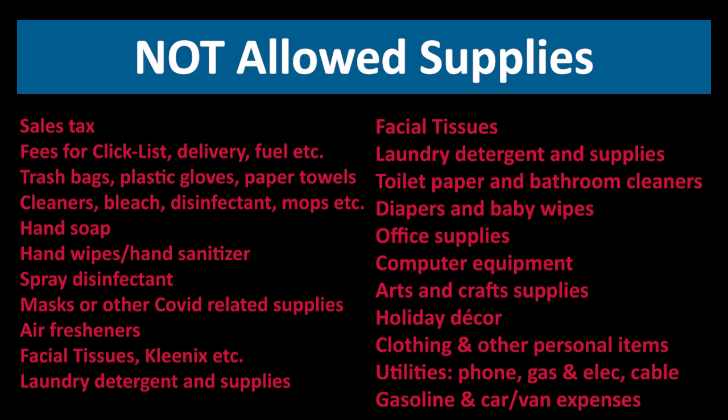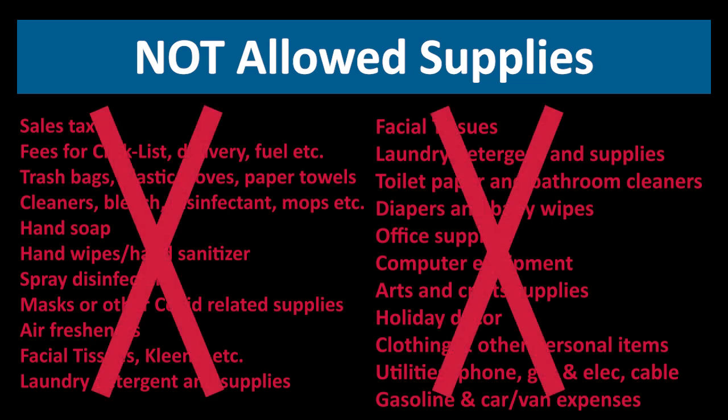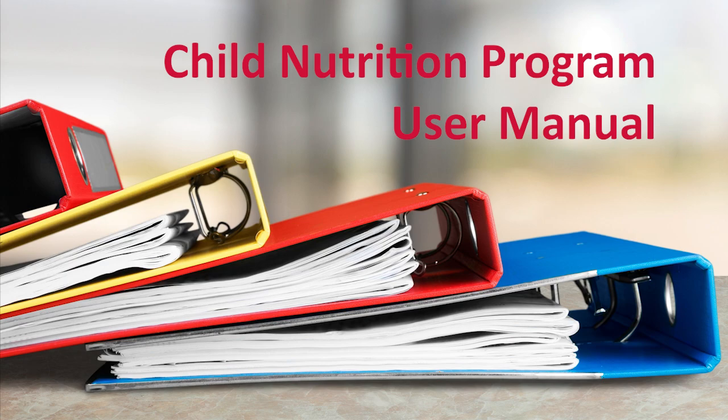Additionally, some supplies on your receipt will fall into the unapproved or not allowed category. Supplies such as sales tax, cleaners, bleach, disinfectant, mops, etc. are not allowed. Hand soap, hand wipes, hand sanitizer, and other COVID supplies are not allowed. Laundry detergent and supplies, office supplies, computers, and equipment are not allowed. Refer to the list of unapproved non-food supplies in your user manual. Again, please be sure to check your receipts closely to avoid claiming these items.